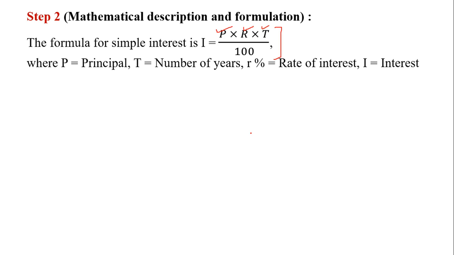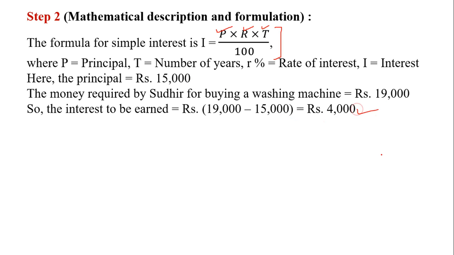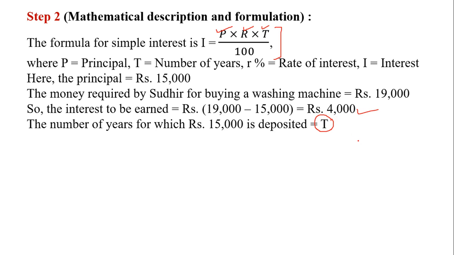And here the principal amount is rupees 15,000. So money required by Sudhir for buying a washing machine is rupees 19,000. So the interest to be earned will be 19,000 minus 15,000, that is 4,000. So the number of years for which rupees 15,000 is deposited, let it be T. We are going to take it as T, and we'll substitute I in this formula, and P, that is 15,000, and the rate of interest is 8, and the time we have taken T.